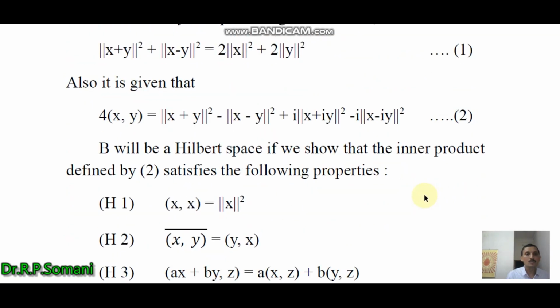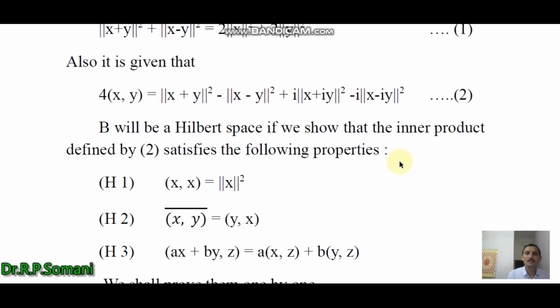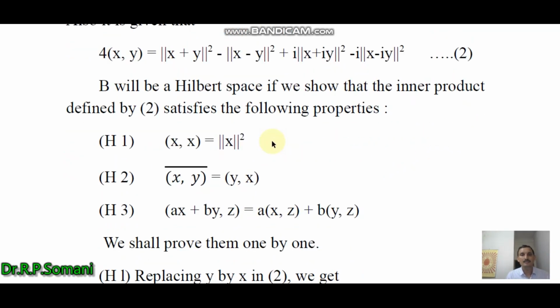In order to prove that B is a Hilbert space, we show that the inner product defined by 2 satisfies the following three conditions. The first one, H1: the inner product of x, x equals norm x squared. The second, H2: the conjugate of the inner product of x, y equals the inner product of y, x. And the third, H3: the inner product of ax plus by, z equals a times the inner product of x, z plus b times the inner product of y, z. We shall prove them one by one.